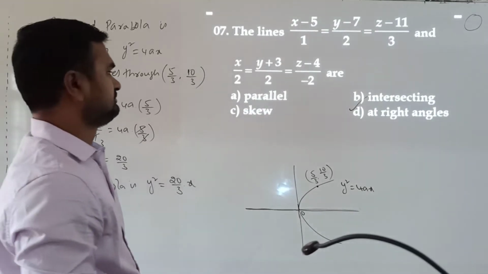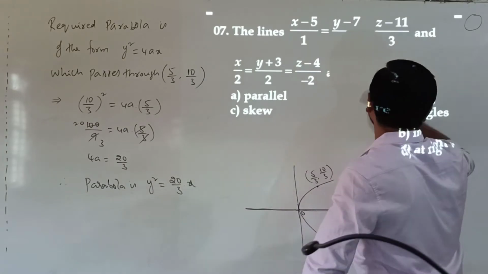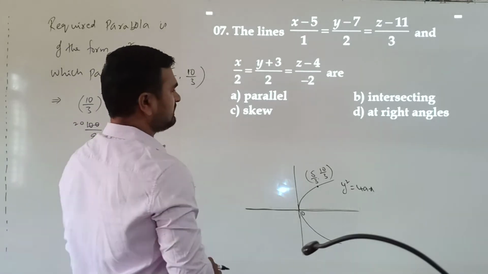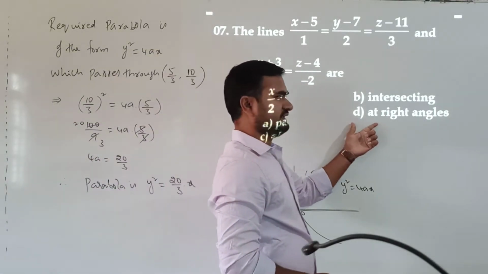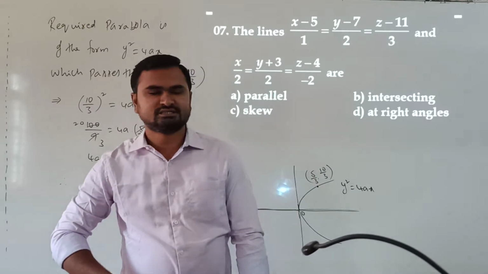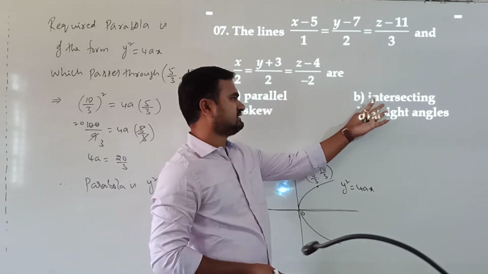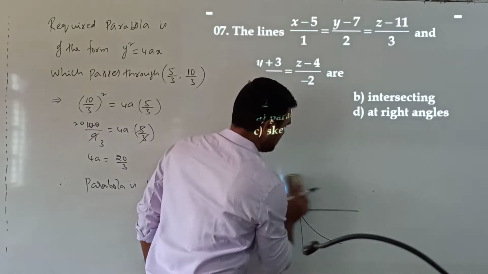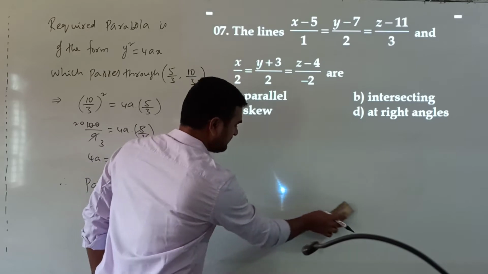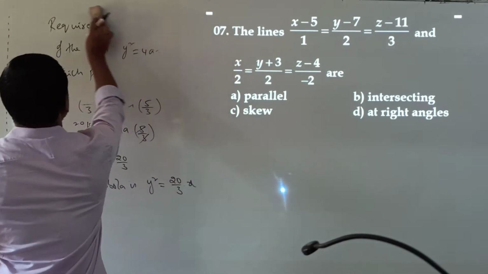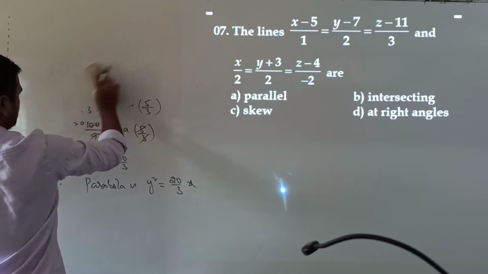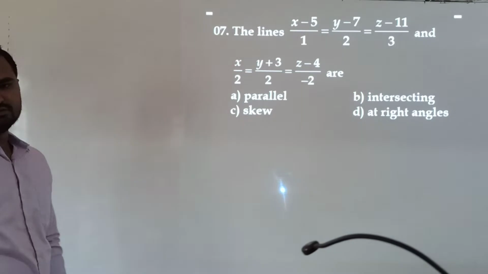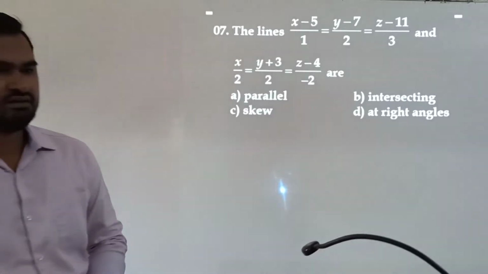The lines. So two lines are given in 3D. Now for these two lines, the options given are parallel, intersecting, skew, at right angles. So how do we check whether the lines are parallel, at right angles, intersecting or skew? First, we can easily check whether they are parallel or at right angles. It is based on the DRs.